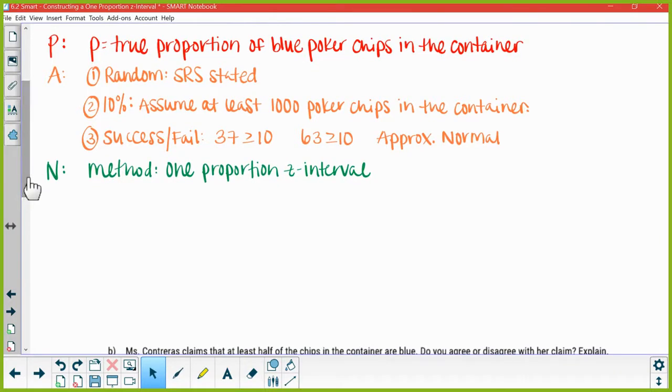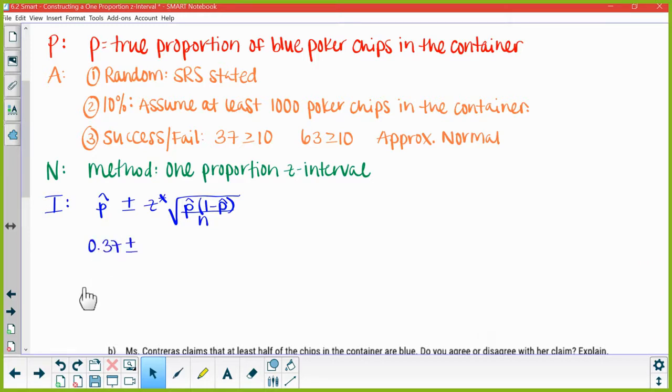So I have P, I have A, I have N. The next thing I have to do is calculate my interval. So first thing I want to do is remember what my formula is. P hat plus or minus Z star square root of P hat 1 minus P hat all over N. So I know that I'm trying to estimate the true proportion of blue poker chips. So my P hat, my sample, should be the number of blue poker chips that I have that I selected.